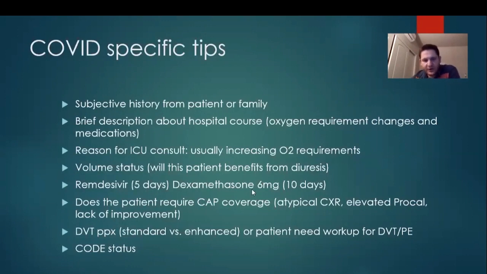Then if you are covering a bacterial component, you need to justify that. Is it an atypical X-ray? Is it elevated procalcitonin, which suggests a bacterial infection? Or the patient is lacking improvement with the standard COVID treatment, and we think there might be a bacterial pneumonia on top of it. So that's why we're covering him for CAP. DVT prophylaxis, we went through that and discussed it.